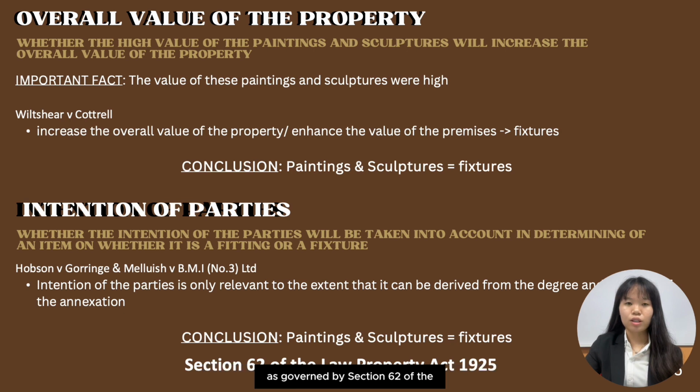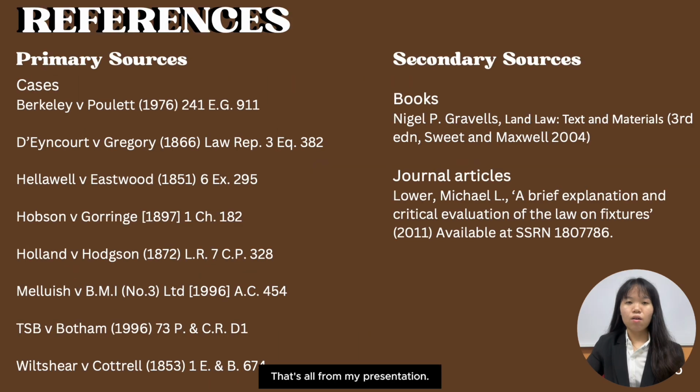As governed by Section 62 of the Law of Property Act 1925, fixtures are deemed to convey with the land, and the purchaser is entitled to receive anything that is a fixture at exchange of contracts subject to any contrary agreement. Abraham can claim for damages under the common law remedies which are available as of right once the wrong has been proven. If the court finds an inadequacy of the common law remedy of damages, the court may award equitable remedy at its discretion, which are specific performance and injunction that probably require Brenda to return the paintings and sculptures to the property. That's all for my presentation.